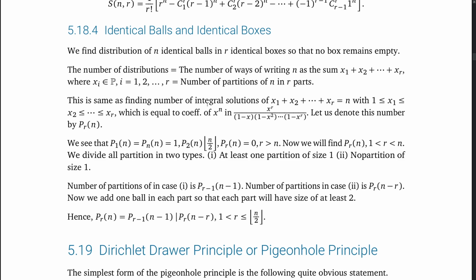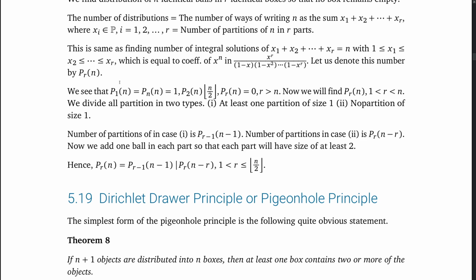This is the same as finding the number of integral solutions of x1 plus x2 through xr equal to n, where 1 is less than or equal to x1 less than or equal to x2 through less than or equal to xr, which is equal to the coefficient of x to the power n in x to the power r by (1 minus x)(1 minus x squared) through (1 minus x to the power r). We denote this by P_r(n).